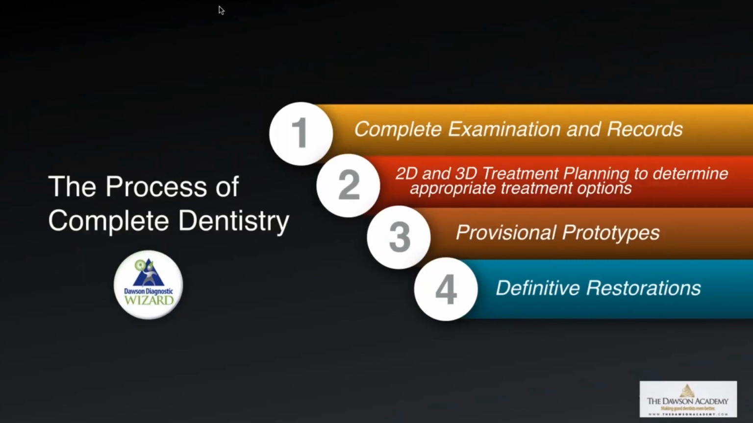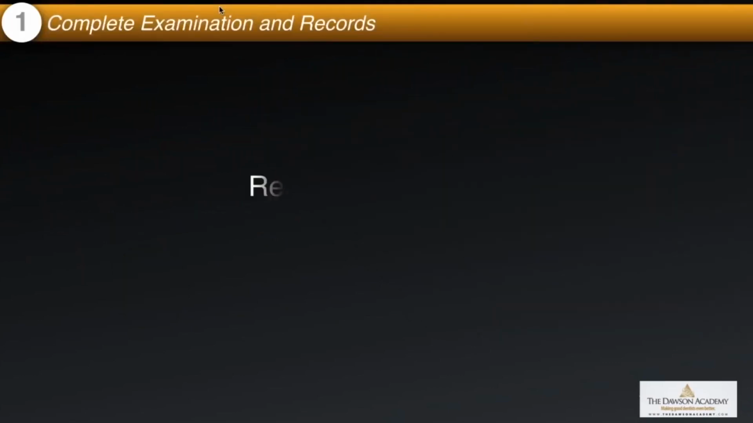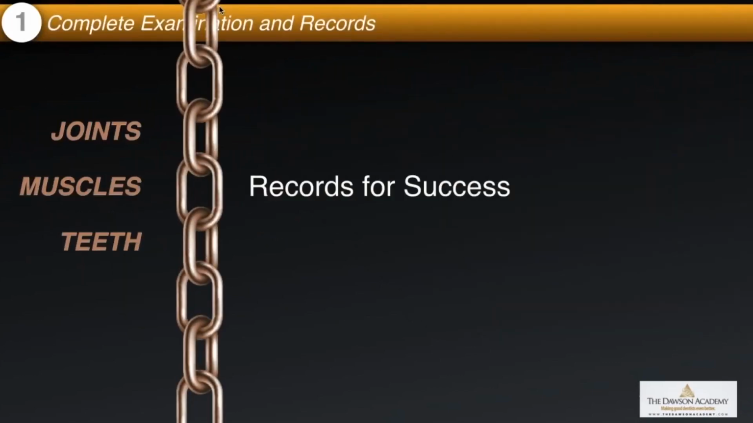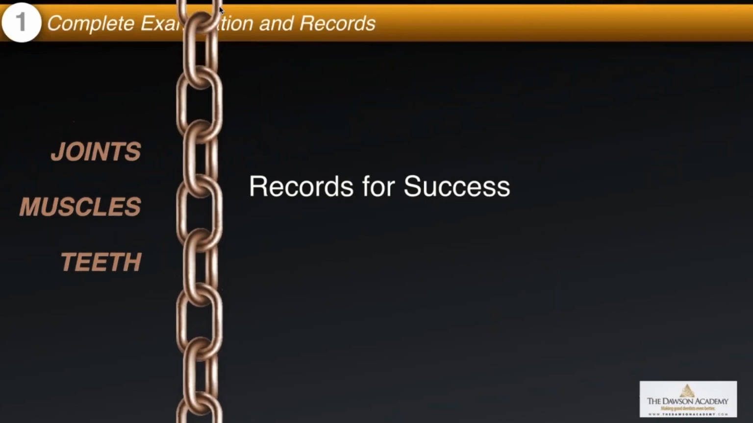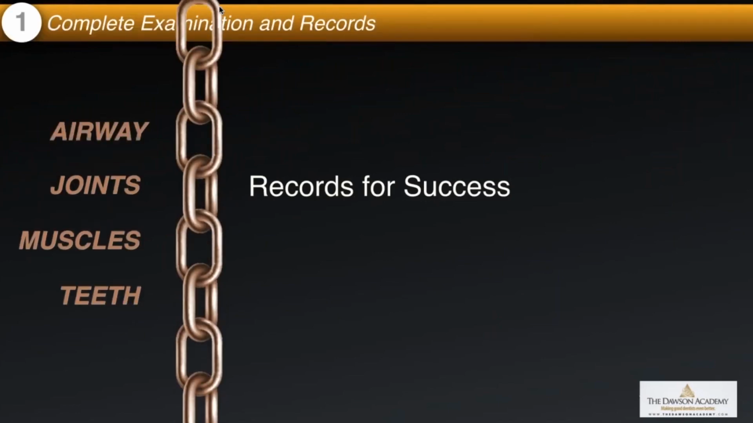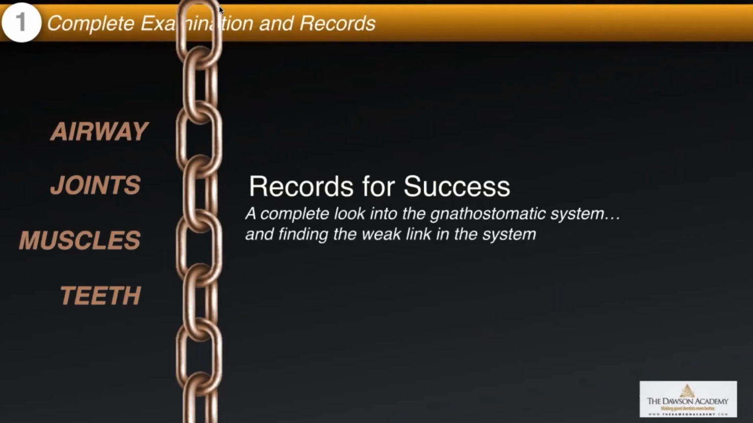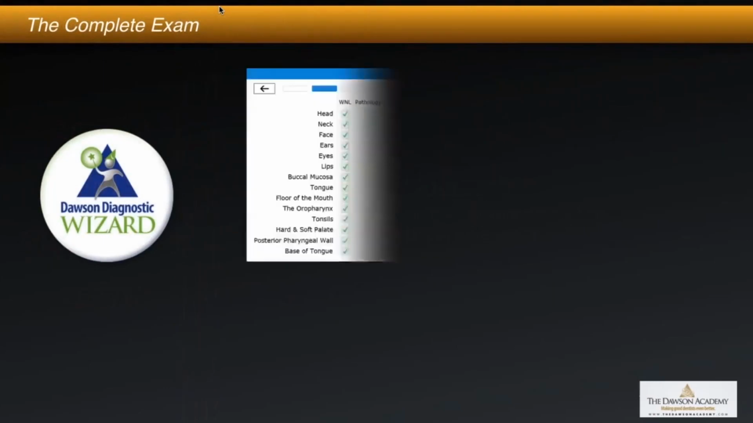But I want you to understand, too, that this is not about doing full mouth rehabilitations on every patient. Sometimes the solutions can be incredibly simple. It's solving our patients' aesthetic, functional, TMD, and/or airway issues with the least amount of dentistry possible. And I told you that this exam is the most important part. We talk about records for success. We're looking at joints, muscles, and teeth, and now more recently, we're looking at airway as well. It's a complete look at the gnathostomatic system, and you're just looking for a weak link in the system.